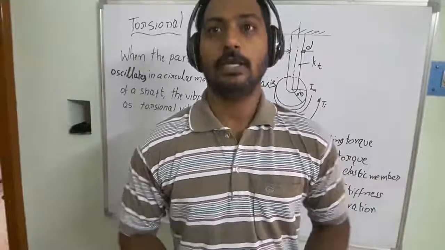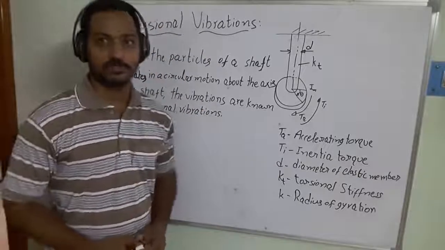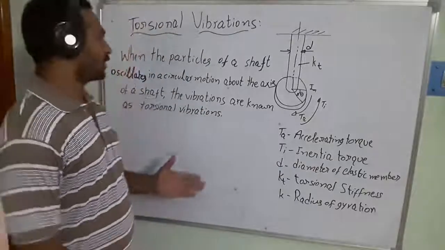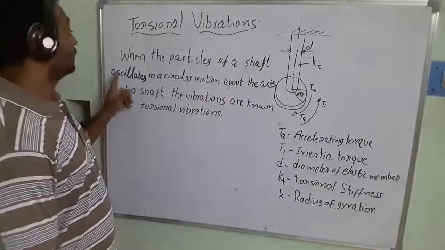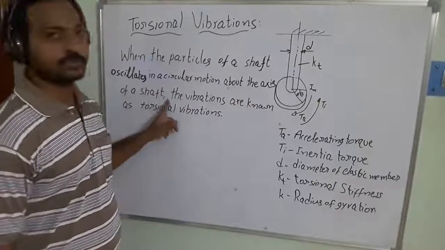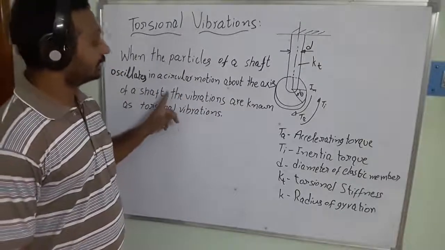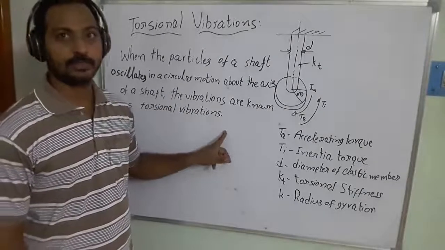So here is the definition of torsional vibration. In torsional vibrations, when the particles of a shaft oscillate in a circular motion about the axis of the shaft, then the vibrations are known as torsional vibrations, right?